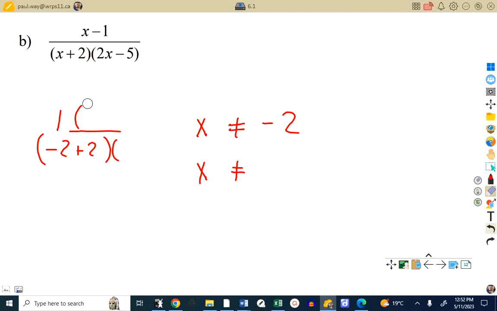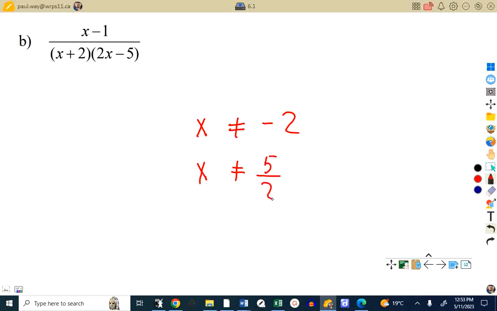Does anybody want to give it a shot? What's the other non-permissible value? That is to say, what is the other value of x that would make the bottom 0 as well? Yep. 5 over 2, good.